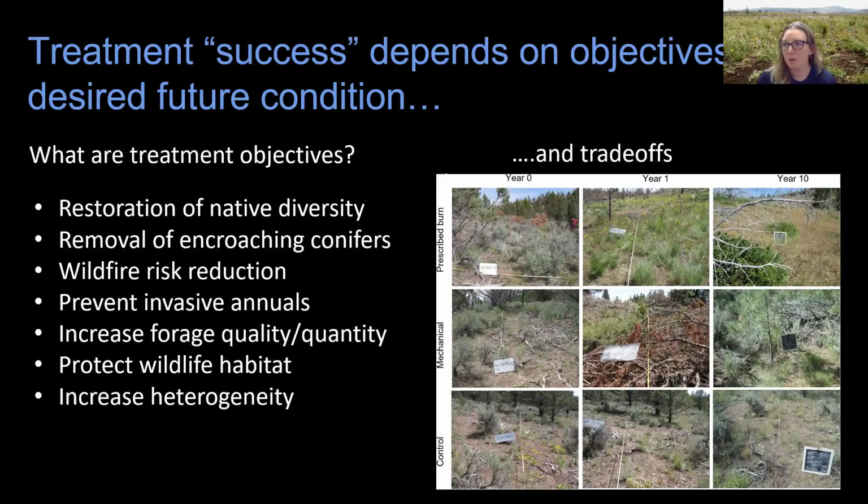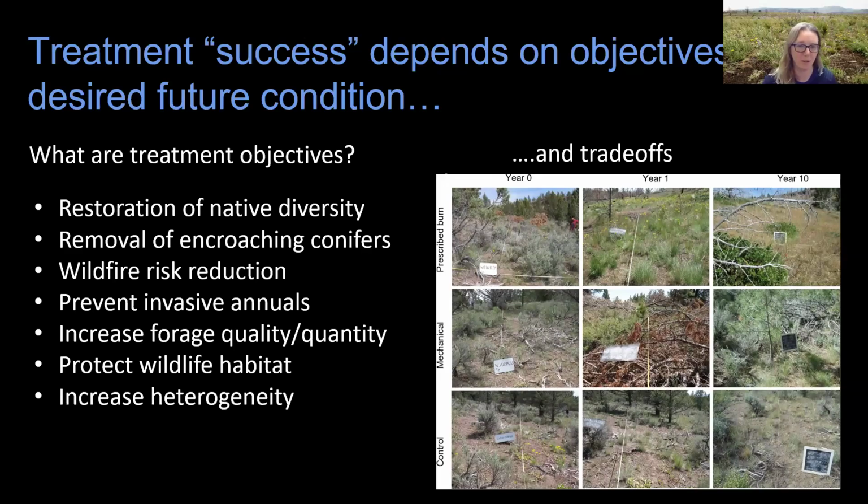In the mechanical treatment, the goal was to remove encroaching juniper. That second photo in the year 1, there's a lot of dry woody fuel on the soil surface, and from a fire risk perspective, that's quite concerning. From a juniper reduction perspective, that was a success. The untreated controls, from a fire risk perspective, those actually don't look burnable.